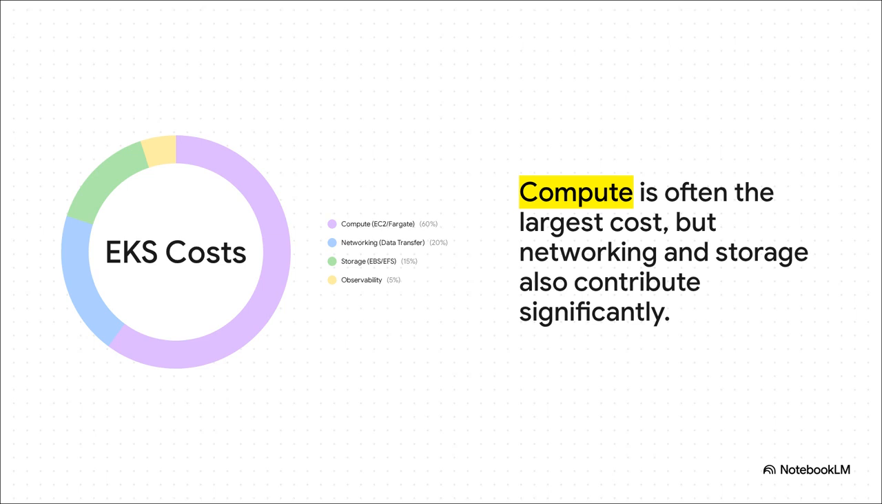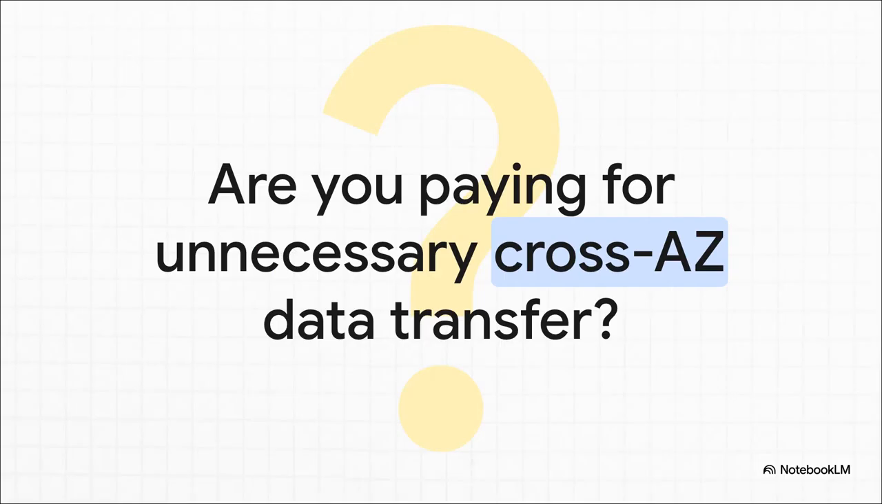Now, sure, compute is usually the biggest slice of the pie, but you'd be surprised how much cost can be hiding in networking. We're talking specifically about those data transfer fees between availability zones. And the great news is, this is something you have direct control over. So here's the thing. By default, Kubernetes services will spread traffic across all the available pods, and it doesn't care which availability zone they're in. Now, don't get me wrong, that's great for resilience, but it can also lead to a ton of completely unnecessary and expensive cross-AZ traffic. It's like you're paying a hidden tax.